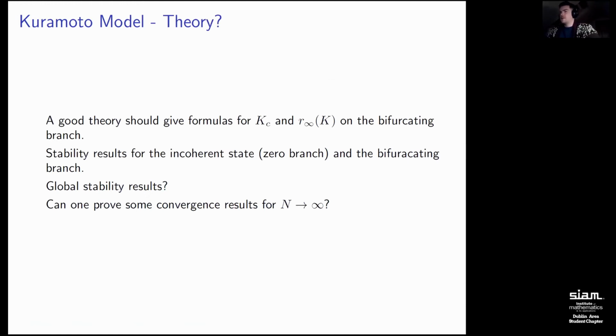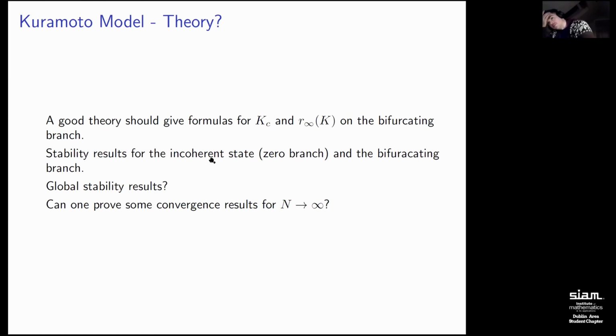Okay, so that was Kuramoto's early analysis of the problem, and from that there's a lot of questions that could be asked, and it was crying out for an overall theory of the problem. Strogatz goes on here to say what a good theory should give. The first two things it should give are a formula for the critical value Kc, and an expression for the long-term behavior of the synchronization parameter as a function of K.